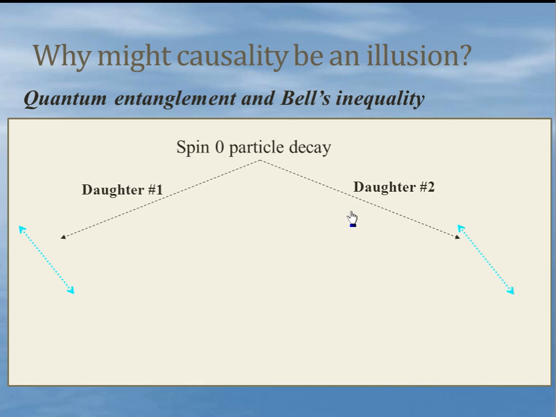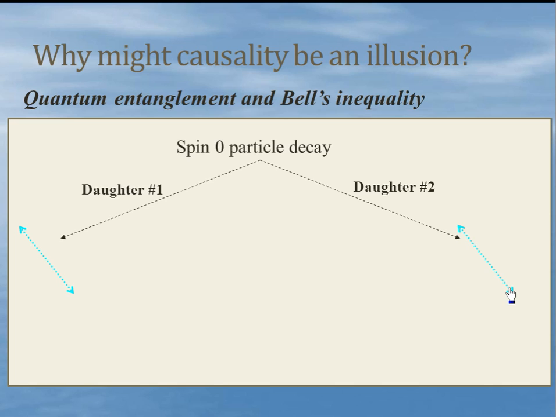Now, I should say that spin is measured along a direction. Suppose we measure the spin of daughter 1 particle along this direction, and we measure the spin of daughter 2 particle along the same direction. Now, the spin can end up being positive. I'll say this direction is positive. The spin can end up being positive or negative along this axis. Similarly, the spin over here can end up being positive or negative.